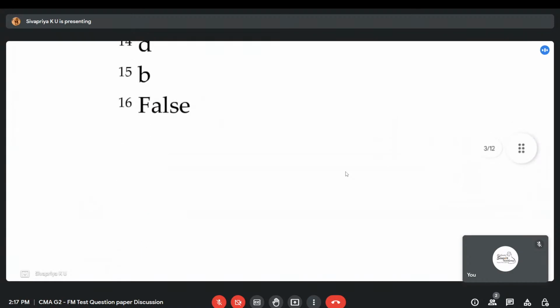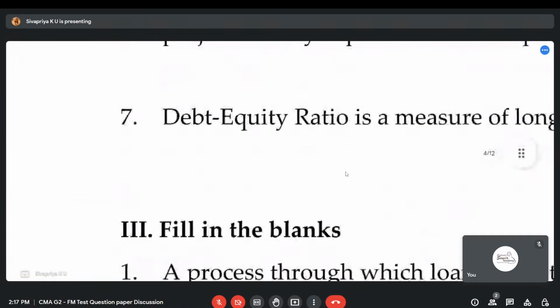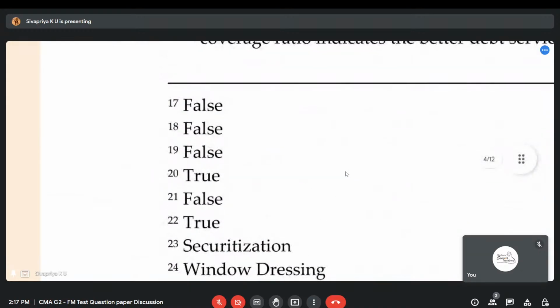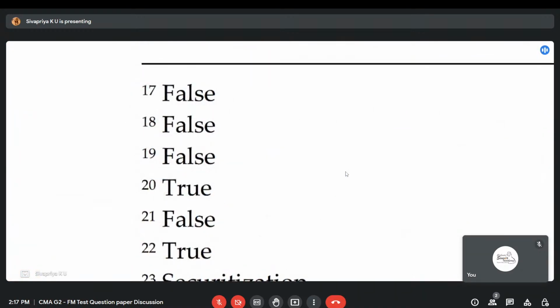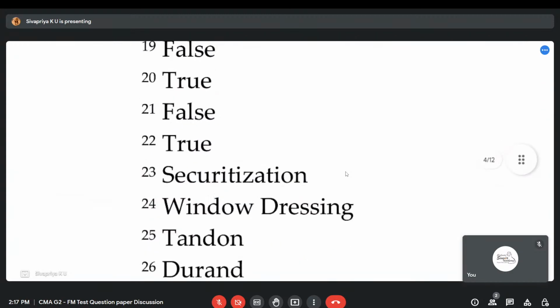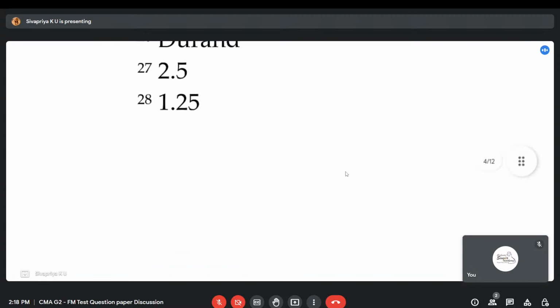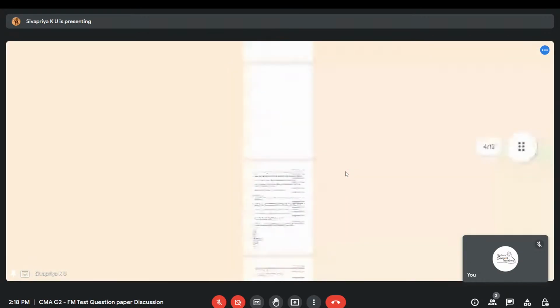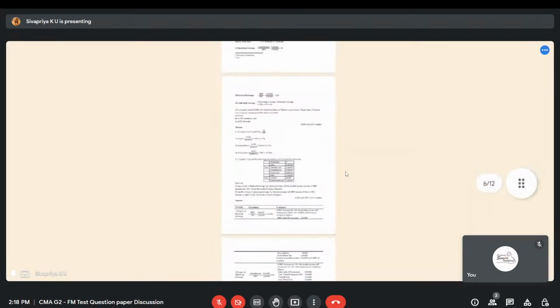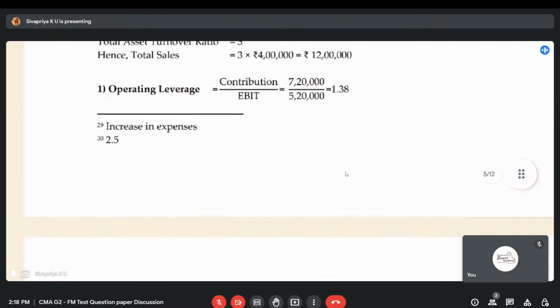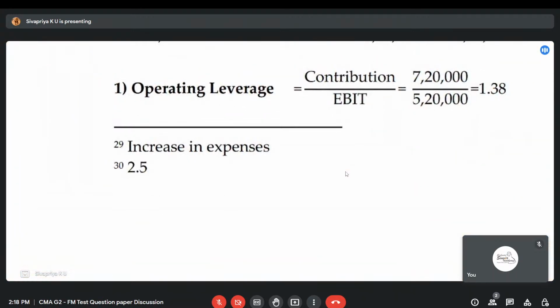Then true or false: first false, second false, third false, fourth false, fifth is true, sixth false, seventh is true. Then with respect to the fill in the blanks, first one is securitization, number 2 window dressing, number 3 tandem, number 4 Durand, number 5 is 2.5 and 6 is 1.25. And for 7 it is increase in expenses, and for 8 it is 2.5.